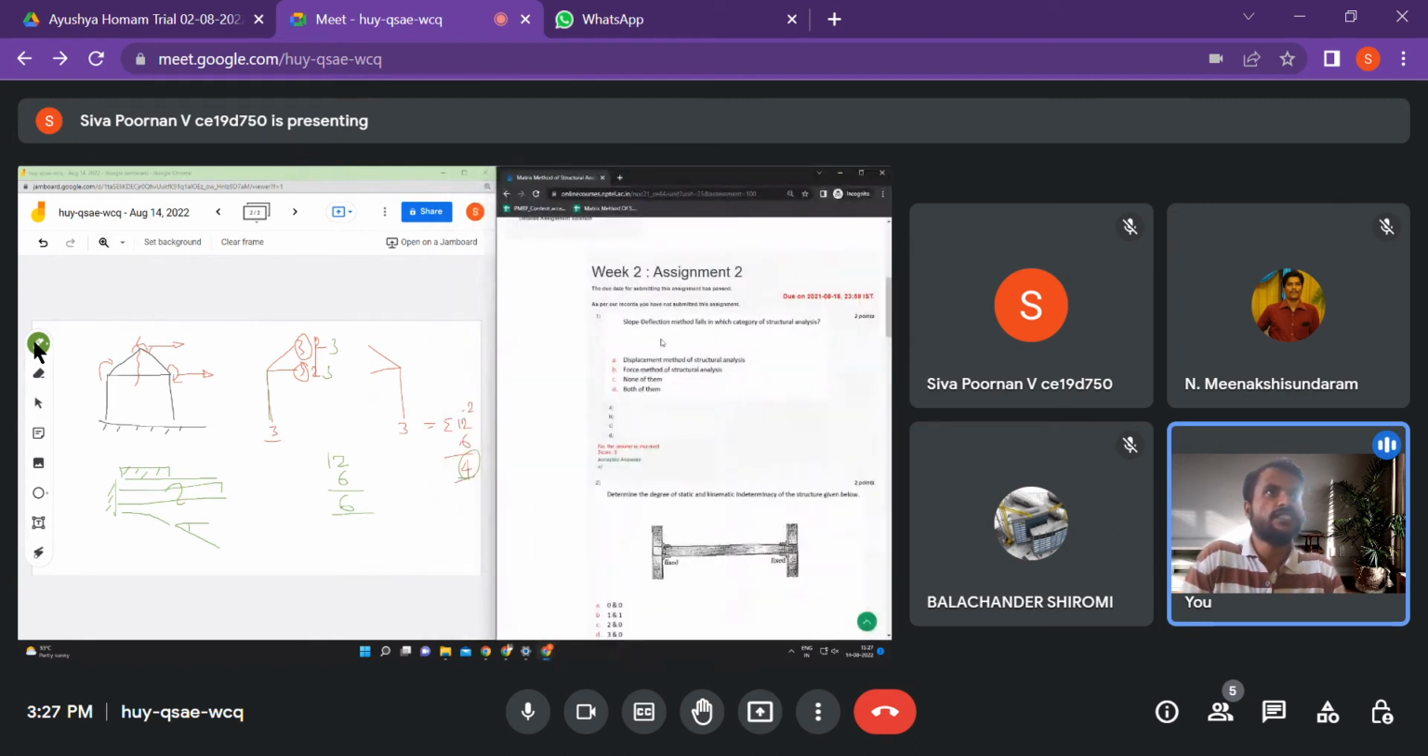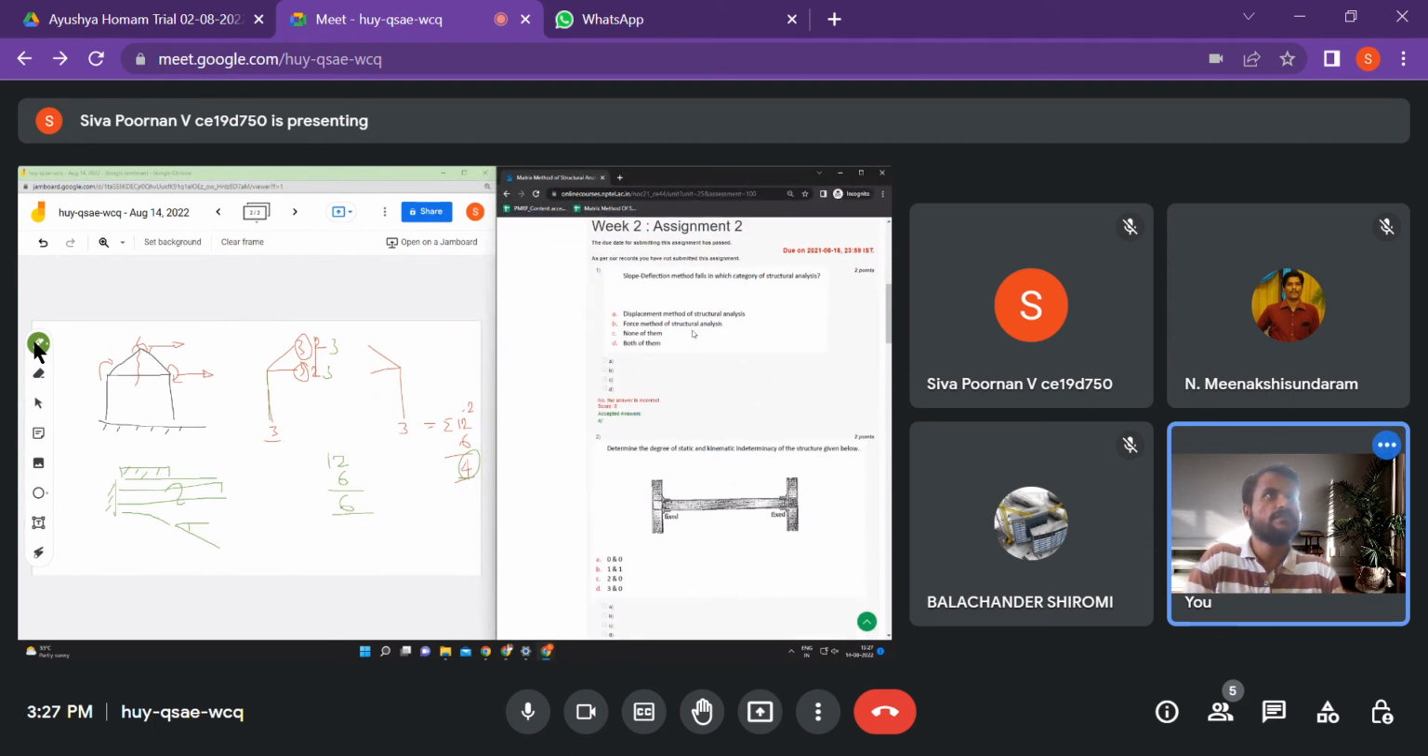So the first question is, slope deflection method falls in which category of structure analysis? Which category? Displacement, because we take kinematic variables as the unknowns, right, and then solve for the rotations theta. So that falls in the displacement method category.